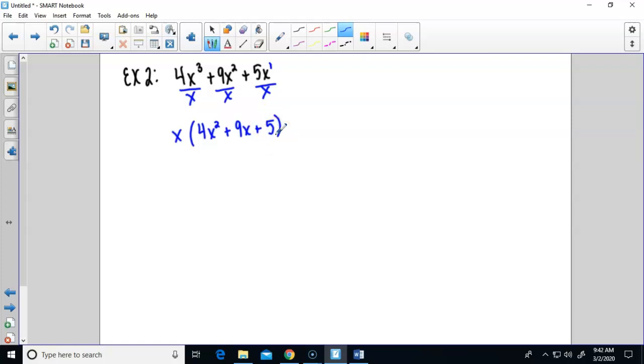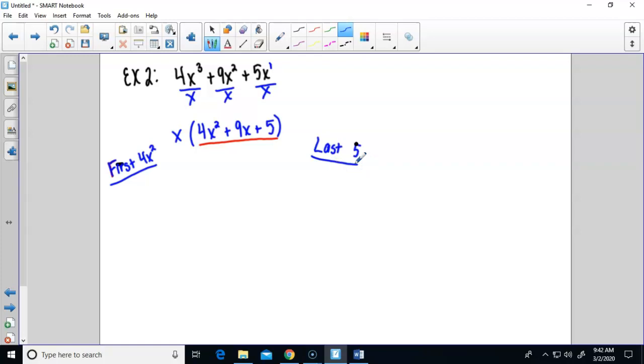Okay, so once we take out the greatest common factor, it just kind of sits out here. We're not messing with it anymore. This stuff on the inside, that trinomial, is what we're factoring. Okay? All right, so our first term is 4x squared. Our last term is positive 5.